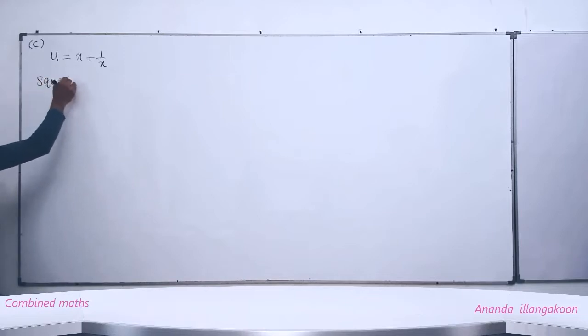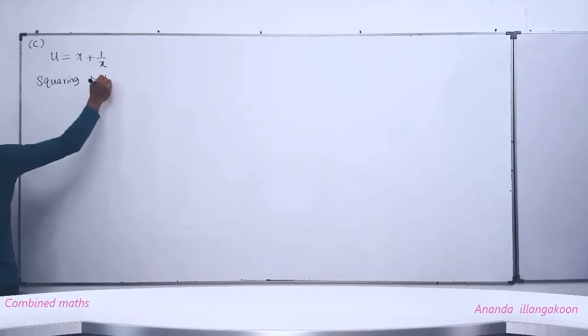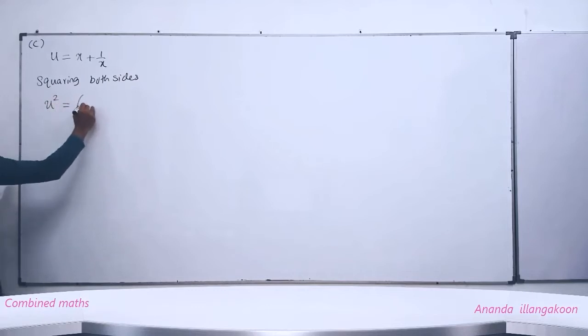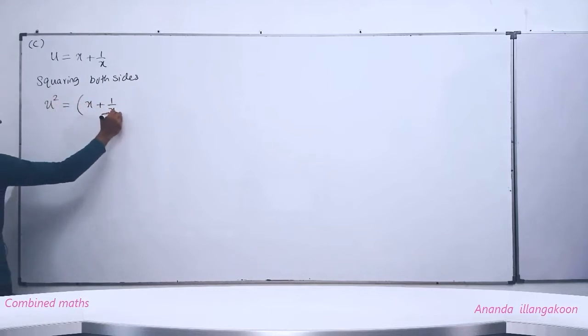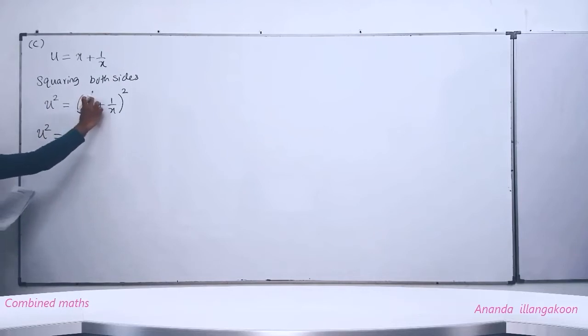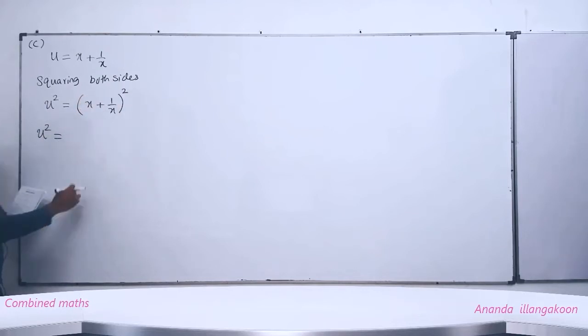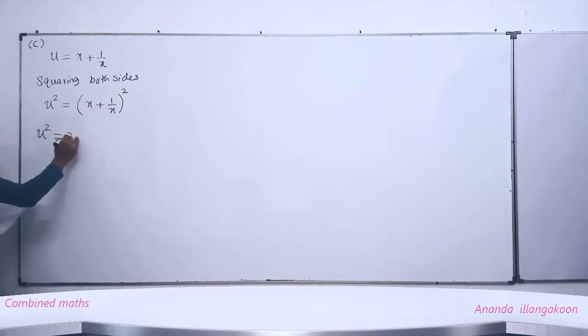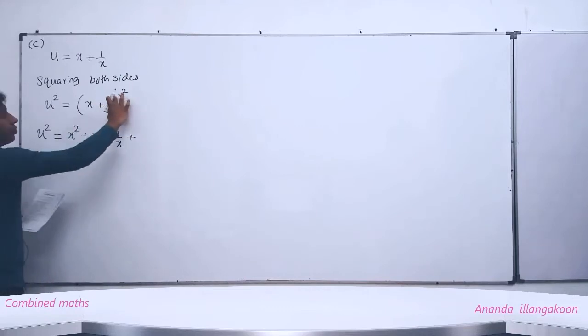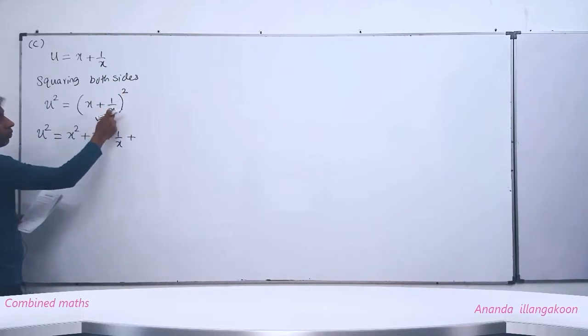Squaring both sides of this, what do you get? u squared equals x plus 1 upon x to the power 2. Then you can expand this by using the (a plus b) whole squared formula. What is that? Square of the first one, plus 2 times the product of this and this, x into 1 upon x, plus square of this, then 1 upon x squared.